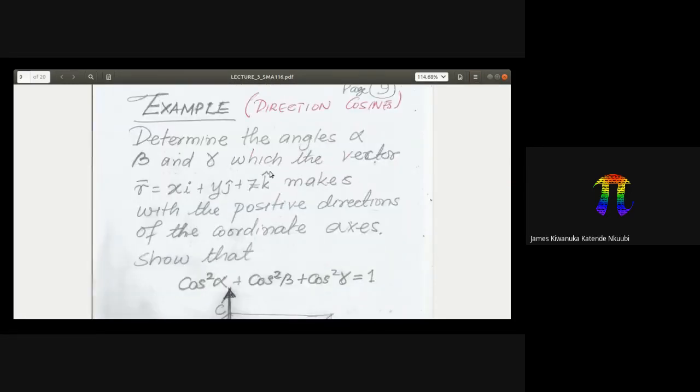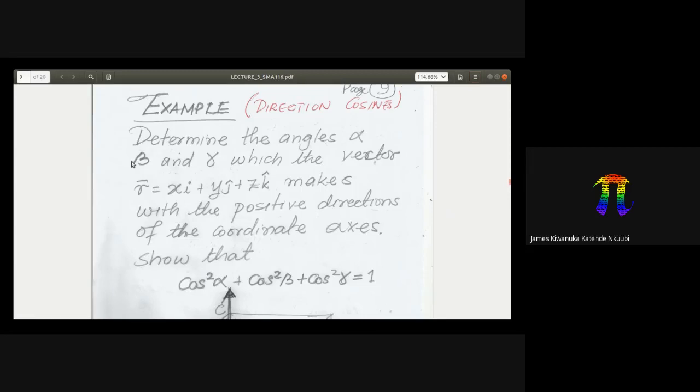So there's something else that we call the direction cosines. So what are direction cosines? First of all, we'll set up the following background. We determine the angles alpha, beta, and gamma, which the vector r here makes with the positive directions of the coordinate axes. So alpha will be the angle it makes with the positive x-axis.